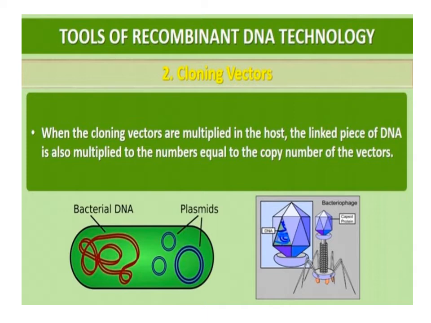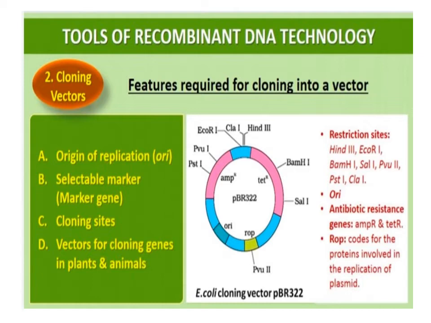Presently, vectors are genetically engineered in such a way that they help in easy linking of foreign DNA and selection of recombinants from non-recombinants. The following features are required to facilitate cloning into a vector: origin of replication (ORI), selectable marker or marker gene, cloning site or recognition site, and a vector for cloning genes in plants and animals.